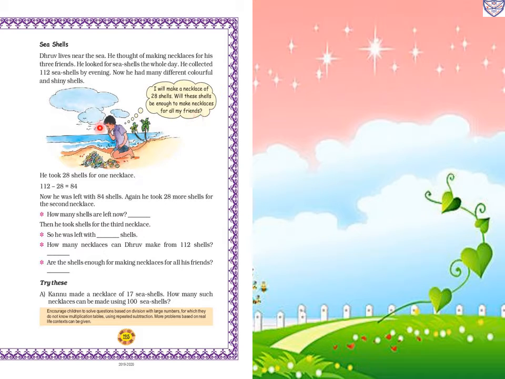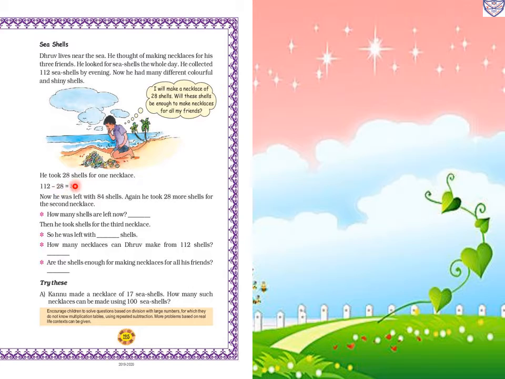Now Dhruv wants to make a necklace for his friends. How many friends does he want to make a necklace for? For 3 friends. He collected the seashells. How many shells did he collect? 112. And he is thinking he will use 28 shells in one necklace. Is it enough for 3 necklaces? That we have to find out. So he took 28 shells for one necklace. So how many shells is he left with in total? 112 minus 28.